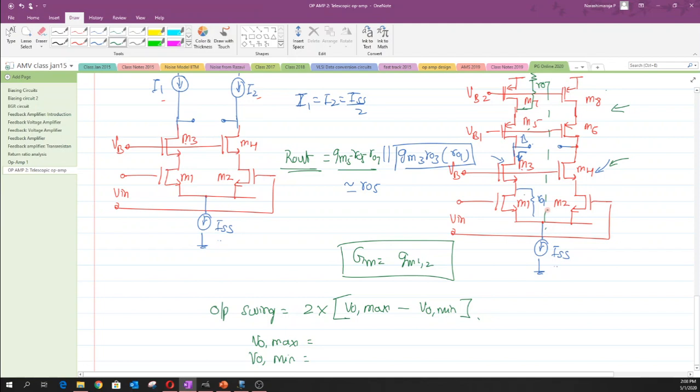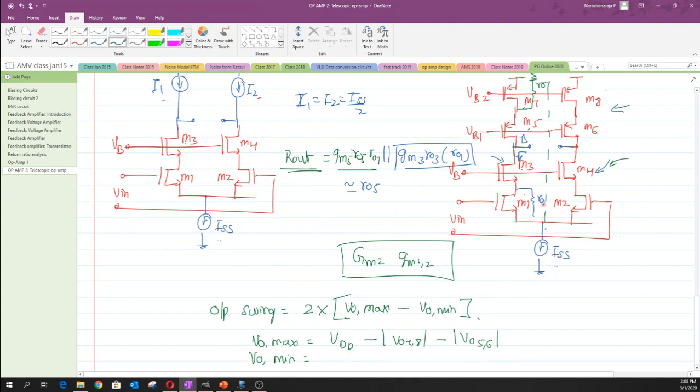Based on the discussion that we had earlier, one could write the value of this VO max as VDD minus VOV 7 comma 8. I am including the other transistor numbers also, but if we are considering only one single path, it is just VOV 7. So it is VDD minus VOV 7 comma 8 minus VOV 5 comma 6.